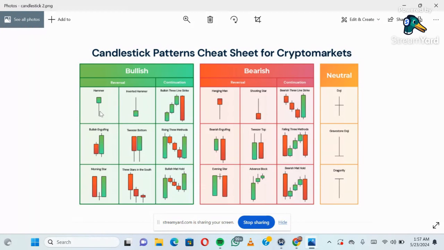So now you can see we have the hammer, we have the inverted hammer, we have three bullish lines, we have bullish engulfing, we have tweezers bottom, we have rising three method, we have morning star, we have three stars in the south, we have bullish mat hold, we also have harami candle. We have a lot of candlestick types. You understand? You have the candlestick Bible where you're going to be checking how these candlesticks work. I can't explain everything on video.